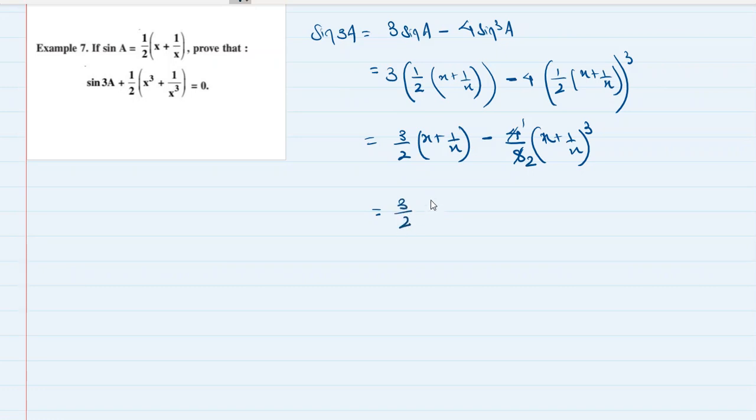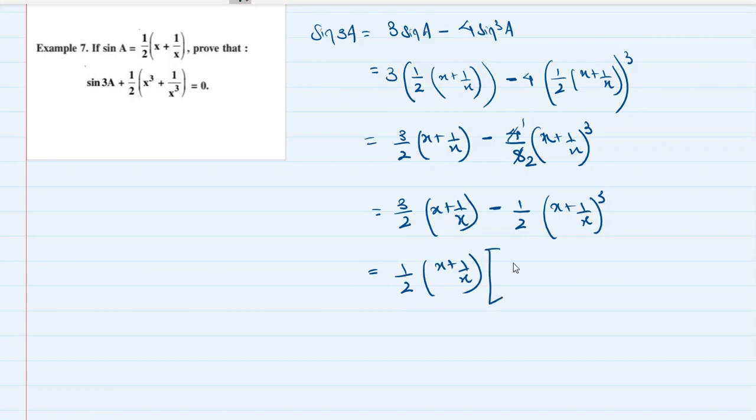So 3 by 2 x plus 1 by x, don't put any values as of now, minus 1 by 2 bracket x plus 1 by x, the whole cube. Just take out 1 by 2 common. Also x plus 1 by x common. So inside you will be left with 3 minus x plus 1 by x, the whole square. Okay, so that will be x square plus 1 by x square plus 2.